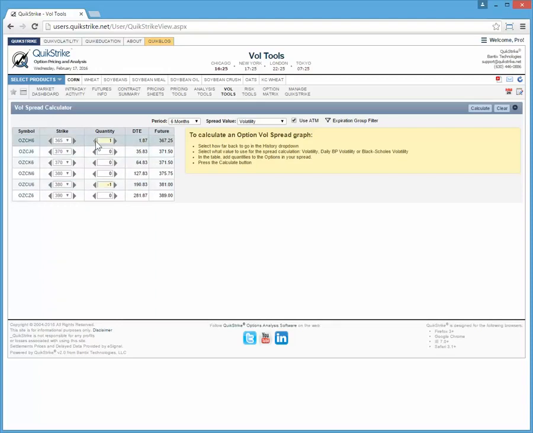Or let's do it vice versa. Let's sell the March and buy the September. Now, this is a little bit interesting because we're so far down in days to expiration here. So it's obviously going to spread out quite a little bit as that happens.